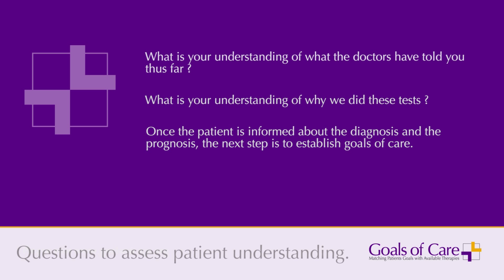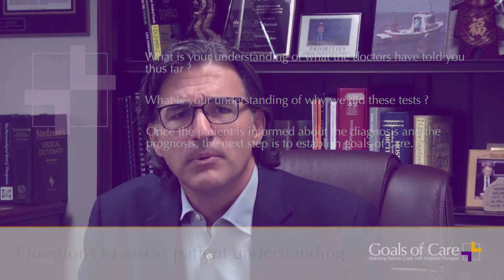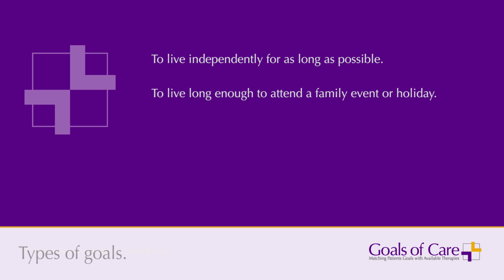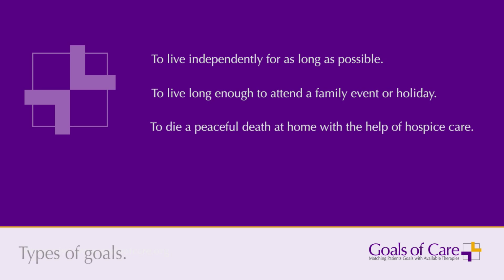Once the patient is informed about the diagnosis and the prognosis, the next step is to establish goals of care. People entering the final phase of their life may have different goals, whether they're frail elders or younger patients facing a terminal illness. For some, the goal may be to live independently for as long as they possibly can. For others, it may be to live long enough to attend a family event or a holiday. For others still, the goal may be to die a peaceful death at home with the help of hospice care.